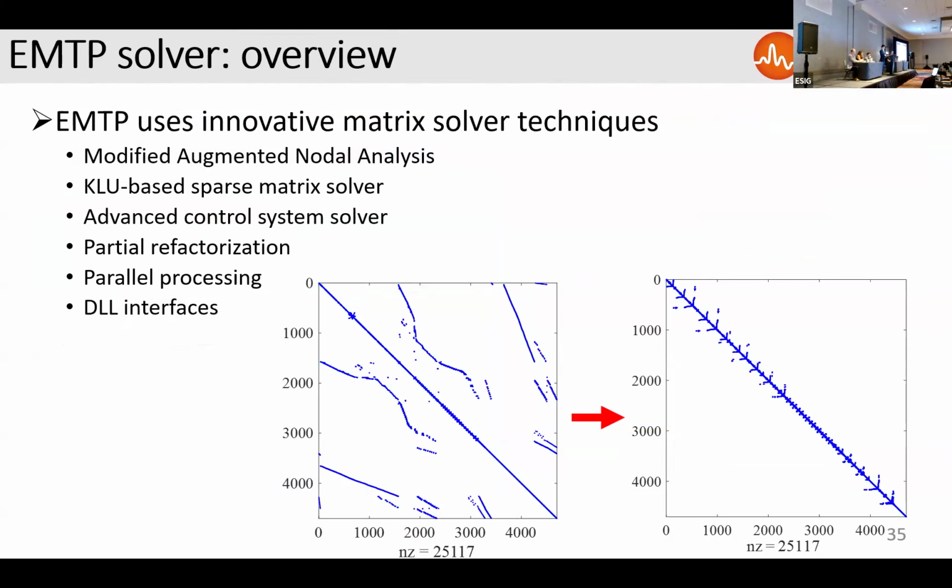The control system solver also very advanced. Well, there are many different things. So here's an example of what a matrix of your network may look like before and after what we call refactorization. So it's a technique that allows you to eventually accelerate the simulations quite significantly.